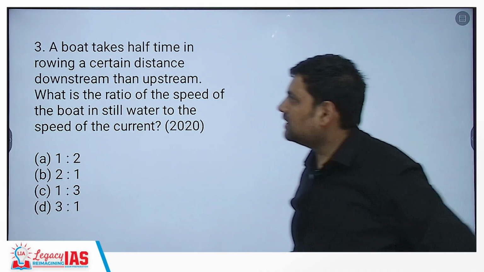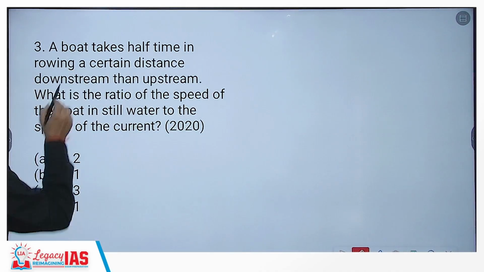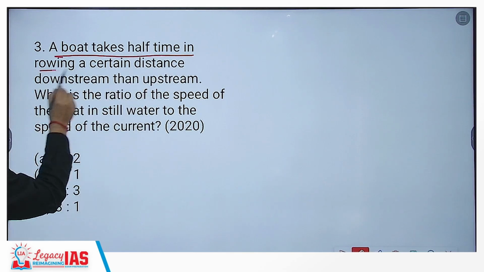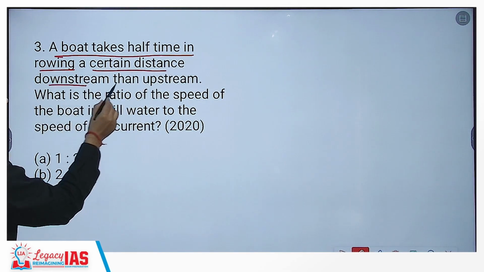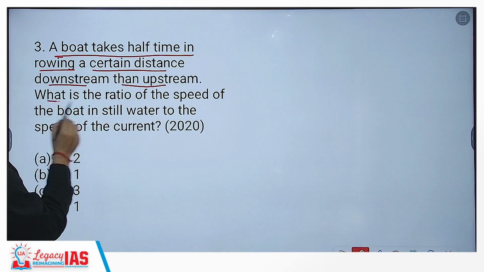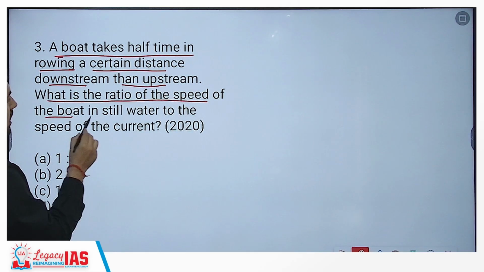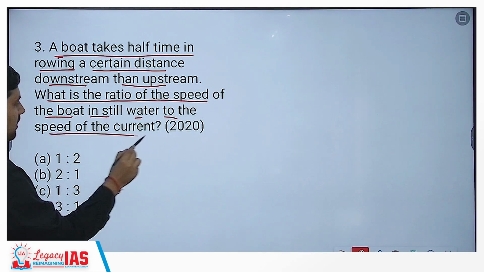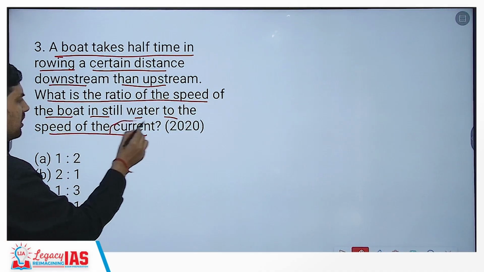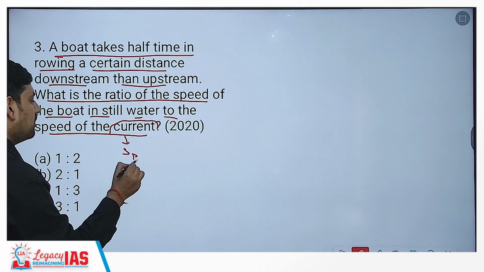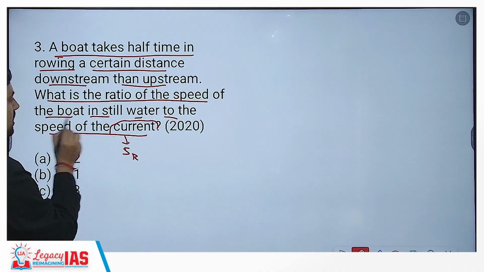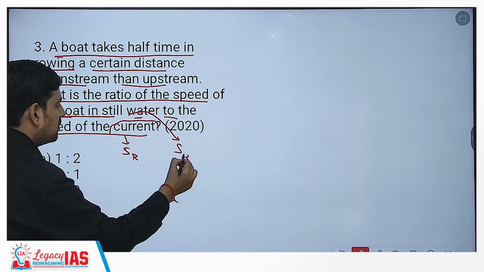Now what it says, a boat takes half time in rowing a certain distance downstream than upstream. What is the ratio of speed of the boat in still water to the speed of the current? Speed of the current means what? This means speed of river only, and speed of boat in still water, this is what? Speed of boat. That's it.